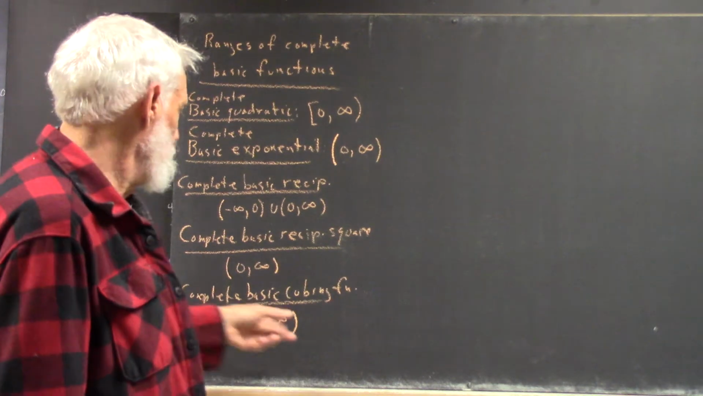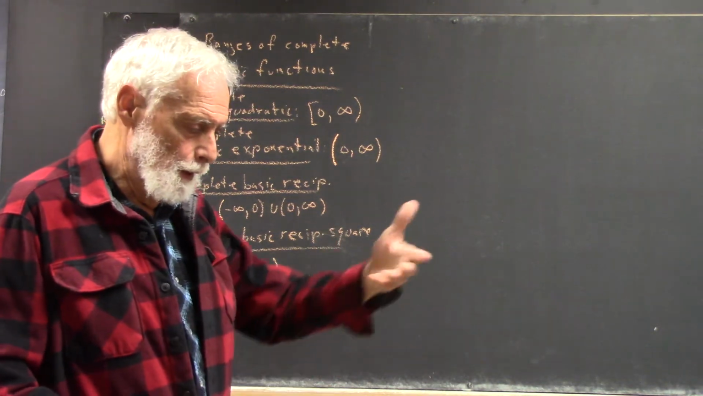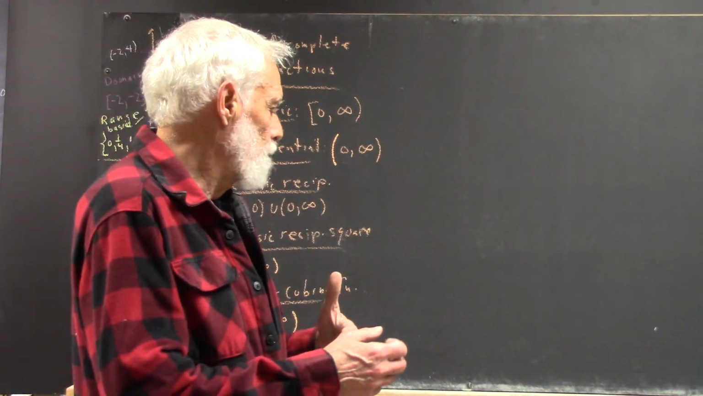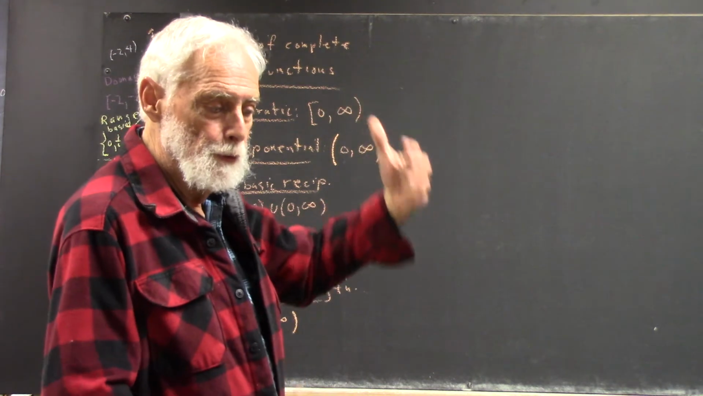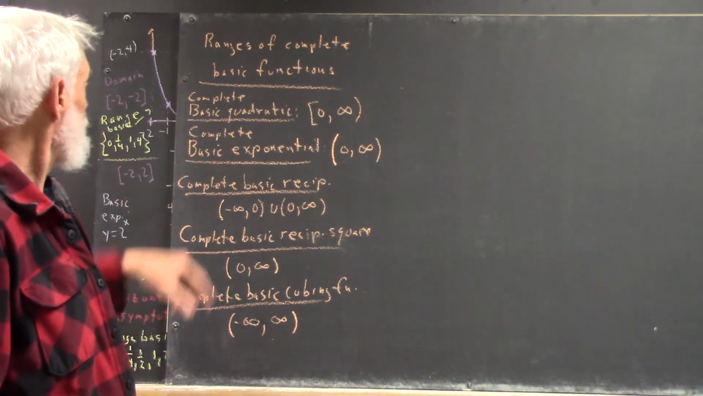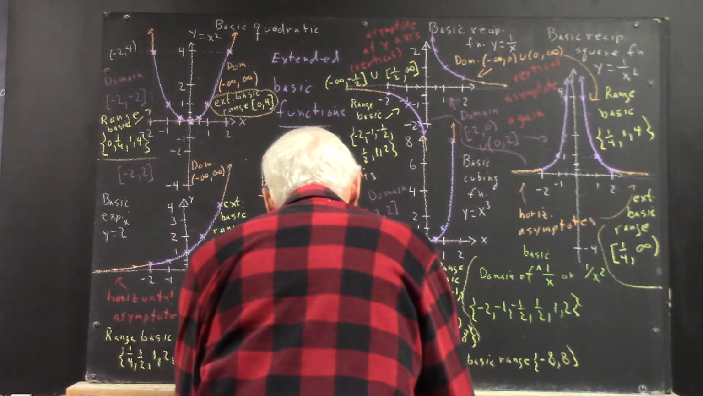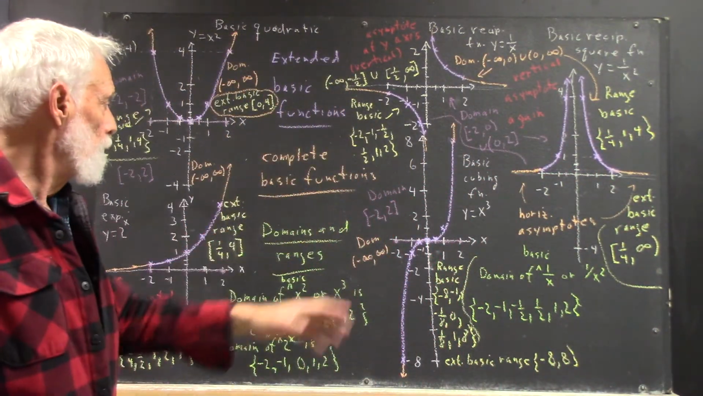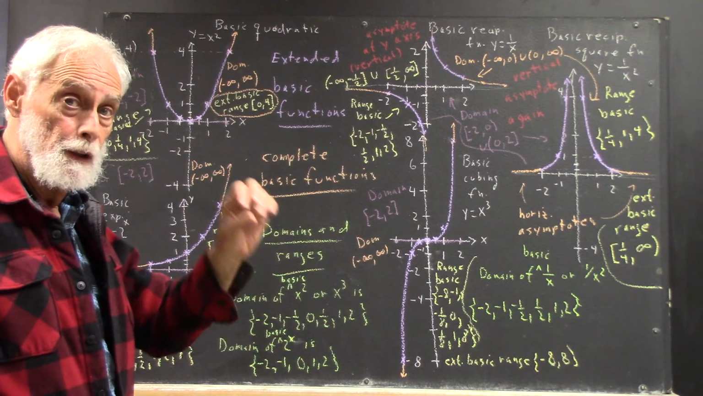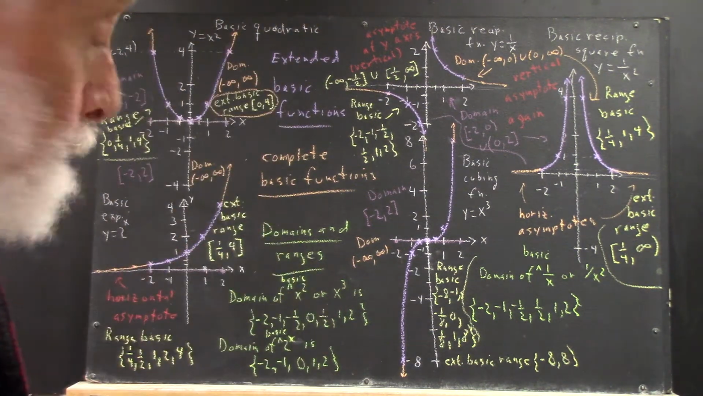And for the complete basic cubing function, which I'm not going to talk too much about right now, it's pretty clear that you can cube any number, and if you look at the graph, you can understand clearly that you can always find a number to cube that'll give you any positive or negative number. So that's the way that one works. Okay, so that's a fairly complete discussion of the basic functions, their domains, and their ranges. The basic functions, the extended basic functions, the complete basic functions. You want to have that picture. You want to be able to draw these graphs and reproduce all this information.